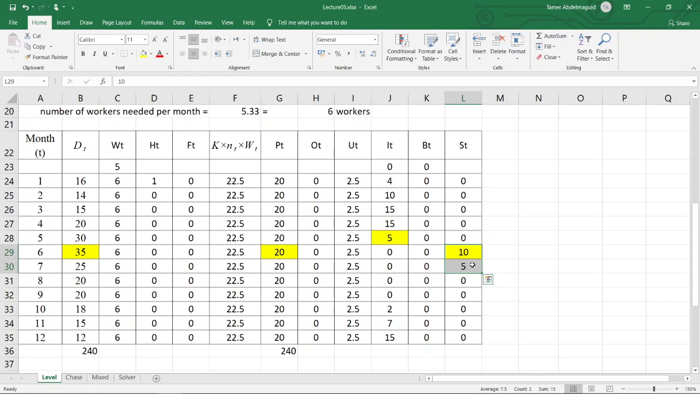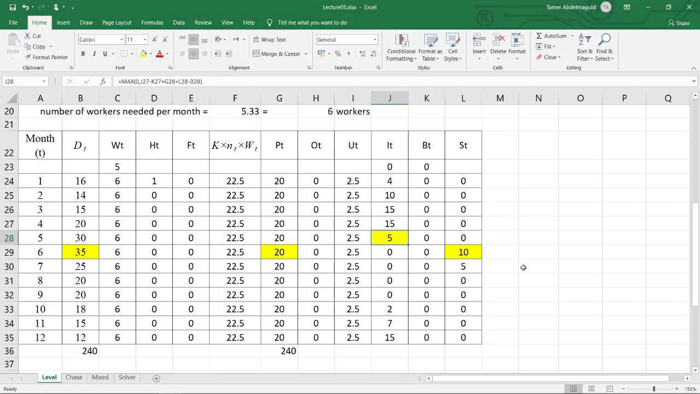So this now is an application of the level strategy in which we try to maintain a fixed workforce level throughout the planning horizon. And we also try to maintain, as much as we can, a fixed production quantity level. Okay, and we play with the other decision variables: how much to keep in inventory, how much to subcontract, and so on.